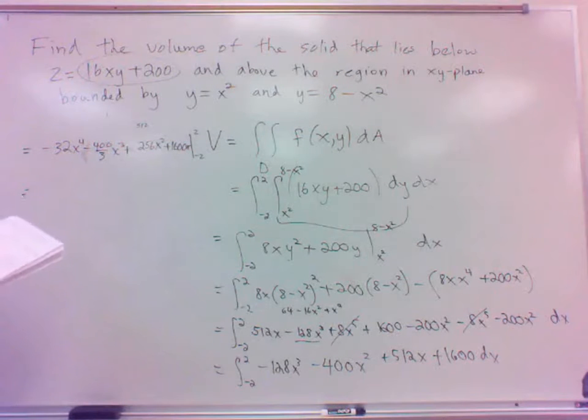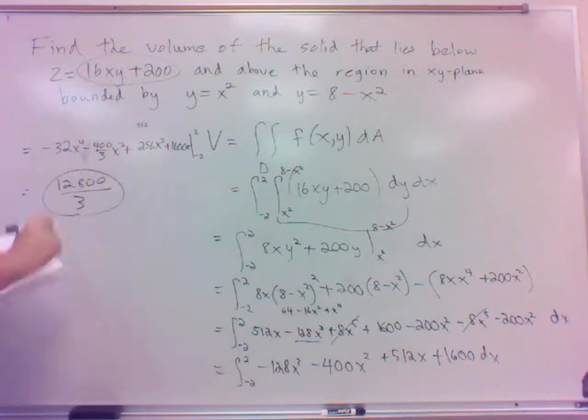Just punch that in. All right, so negative 32 times 16 minus 400 over 3 times 8 plus 256 times 4 plus 3200, and then minus negative 32 times 16 minus 400 over 3 times negative 8 plus 256 times 4 plus minus 3,200. Comes out to be 12,800 over 3. Okay.